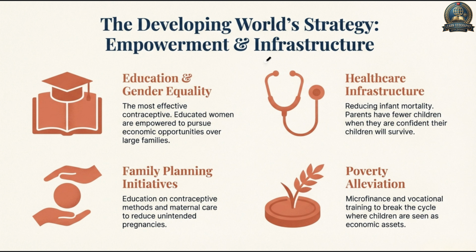Now, what will be the population strategies in developing countries? Education and gender equality, the most effective contraceptive: educated women are empowered to pursue economic opportunities over large families. Family planning initiatives: education on contraceptive methods and maternal care to reduce unintended pregnancies. Healthcare infrastructure, reducing infant mortality. Parents have fewer children where they are confident their children will survive. And poverty alleviation: microfinance and vocational training to break the cycle where children are seen as economic assets. These are some strategies in developing nations.